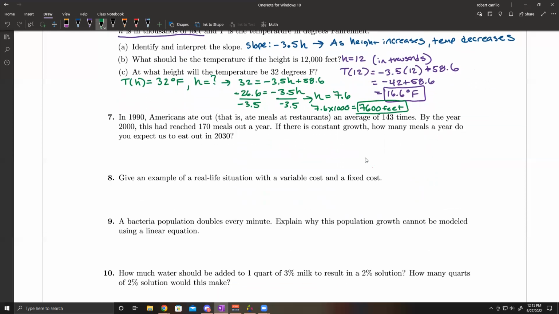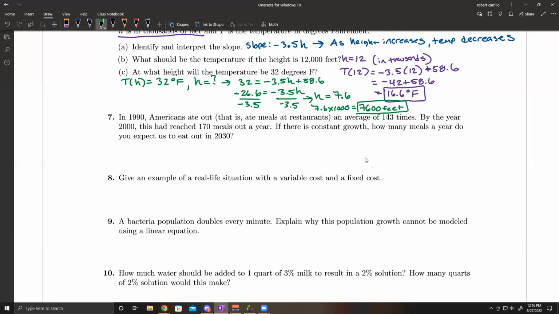Number 7. In 1990, Americans ate at restaurants an average of 143 times. By the year 2000, this had reached 170 meals out a year. If there is constant growth, how many meals a year do you expect us to eat in 2030?